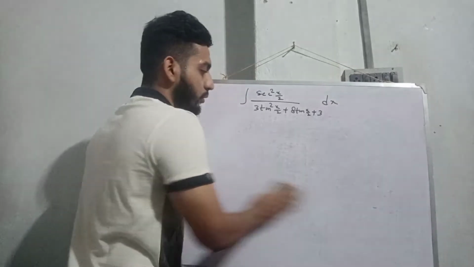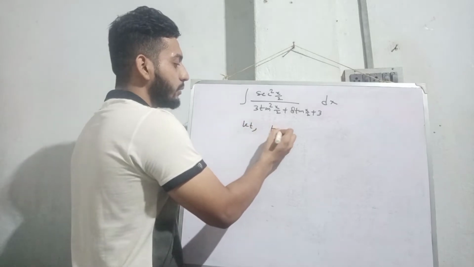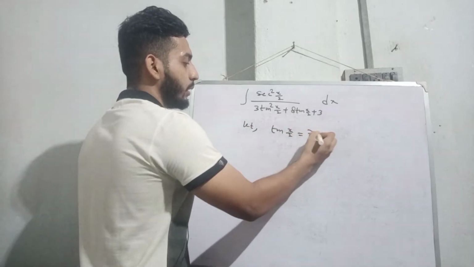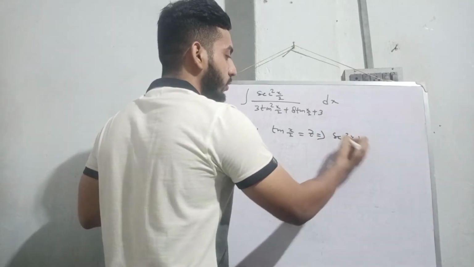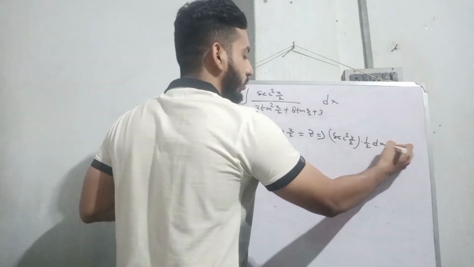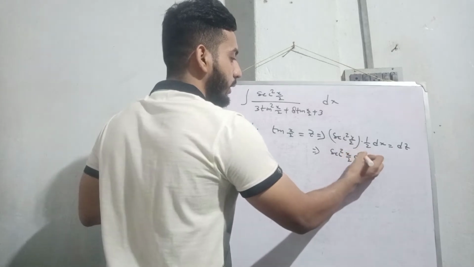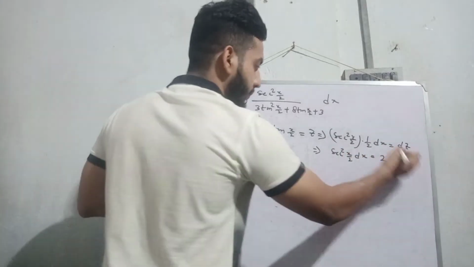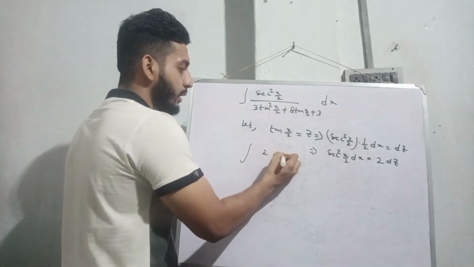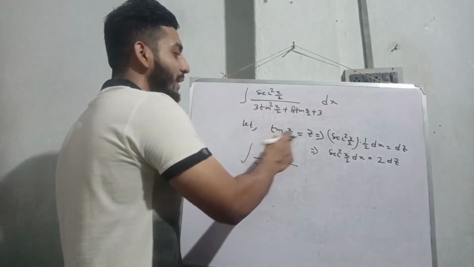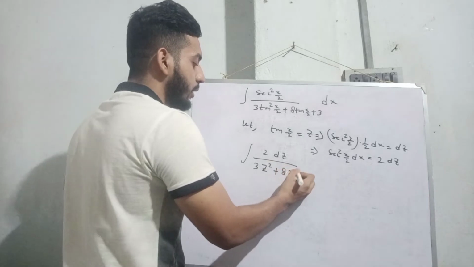Now substitute the value. Let tan x by 2 equal z. Now it will become sec square x by 2 into half dx equals dz. So we can say sec square x by 2 dx equals 2 dz. So now substitute this value here, it will become integration of 2 dz divided by 3, and since tan x by 2 is z, it will become 3z square plus 8z plus 3.